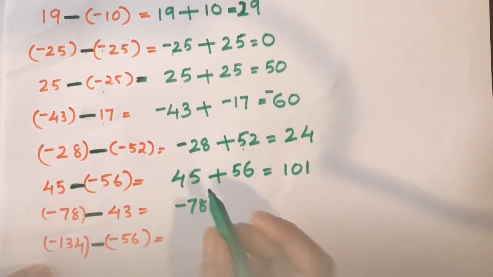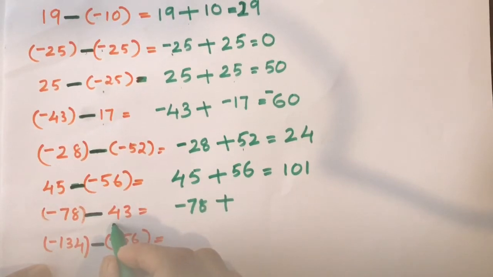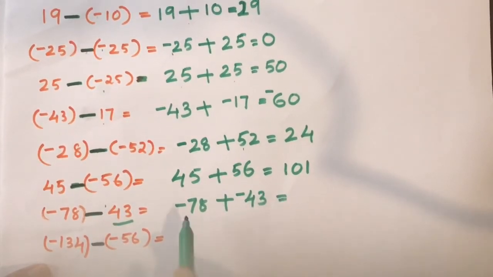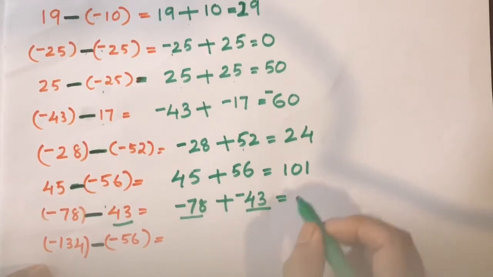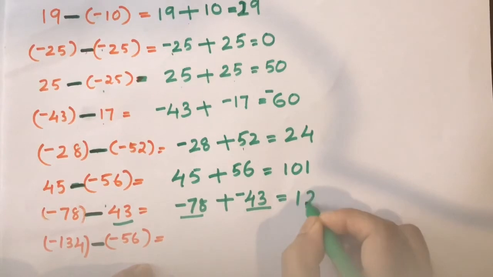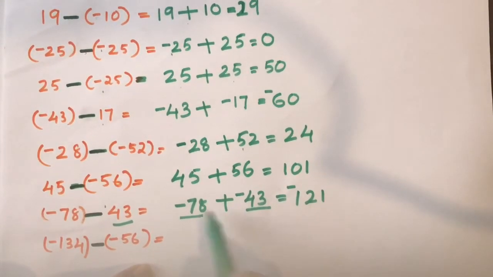Keep the first integer, change the operation and change the sign of the second integer. Here it is positive 43, so it will be changing to negative 43. Now both the numbers have a negative sign, so we need to add them. So it will be 121, and it will be negative. When both the numbers are negative, we need to add them and keep the same sign.